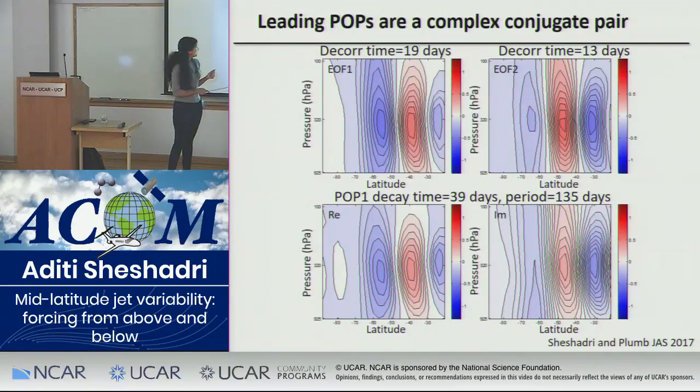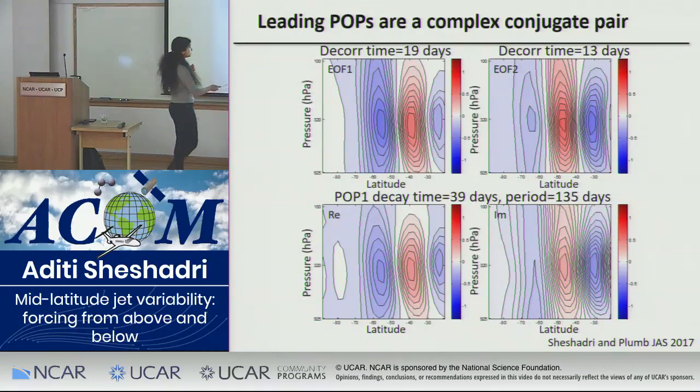So the leading POP that pops out of the analysis that I talked about is actually a pair of complex conjugate propagating POPs. So they come out of an eigenvalue decomposition of a real matrix, so you can get decaying modes, but you can also get propagating modes with complex conjugate real and imaginary parts. And the propagating modes have two timescales associated with them. The first is a timescale of decay, which comes from the real part of the eigenvalue. And then there is a period of propagation of the mode that emerges from the imaginary part of the eigenvalue.